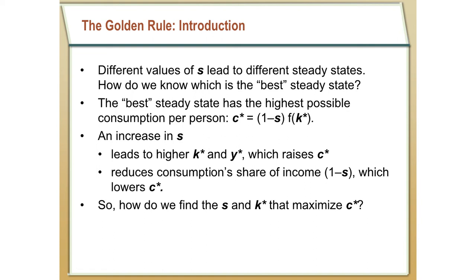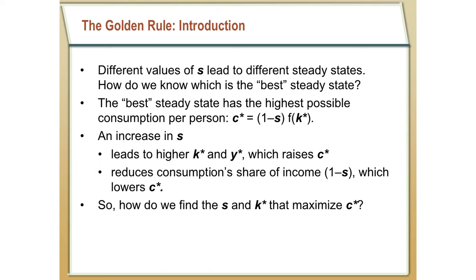So when we change S, there are two things that are working against each other. So a higher S means that we have more investment and more capital per worker in steady state. More capital means more output according to our production function. So more output means more consumption. However, when we raise S, right, we're saving more and consuming less, which means that's going to tend to lower our consumption in steady state. So we have these two opposing forces. How do we find the value of S that leads to the value of K that leads to the biggest value of C in steady state?